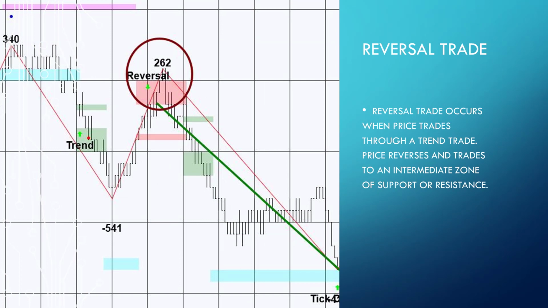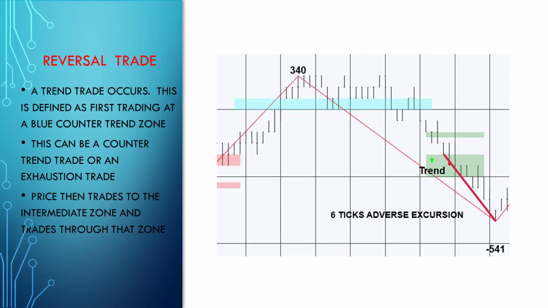A reversal trade occurs when price trades through a trend trade and then reverses and trades to an intermediate zone of support or resistance. Okay, so the first thing that has to happen is a trend trade. The trend trade occurs when price trades to any blue counter trend zone. This can be either a counter trend trade or an exhaustion trade. Price will then trade to the opposing intermediate zone and trade through that zone.